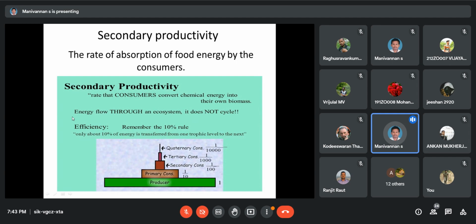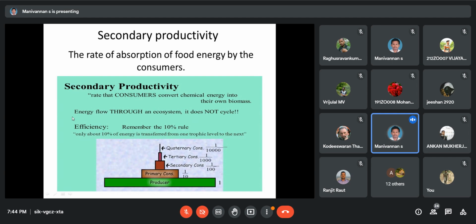What is the efficiency of the energy transfer from one trophic level to another trophic level? What is the trophic level? Trophic level means, for example, producer is one trophic level. The primary consumer is one trophic level. The secondary consumer is the next trophic level. And the tertiary consumer is the next trophic level. Trophic level is one level.